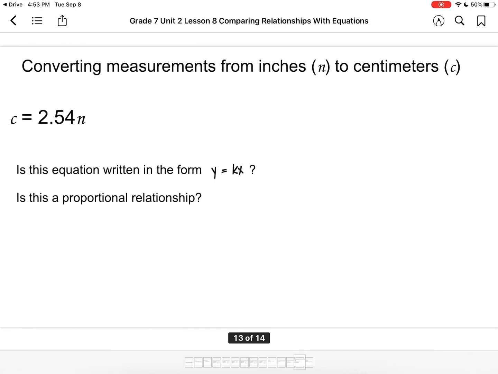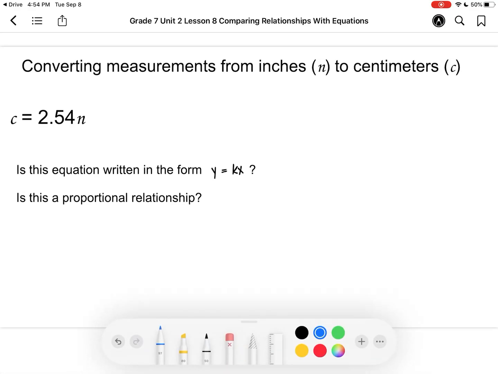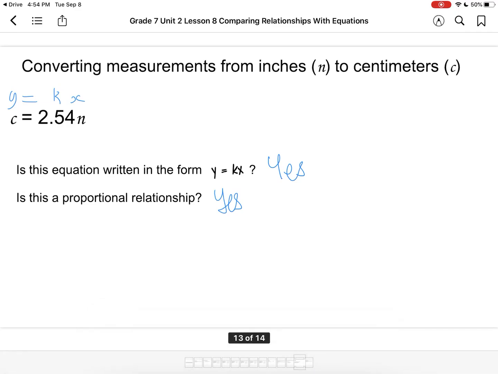And one more example, from inches to centimeters. If we know the number of inches and multiply by 2.54, we get the number of centimeters. Is this in the form y equals kx? Yes, it is. k is equal to 2.54. So yes, it is written in that form. Yes, it is a proportional relationship.